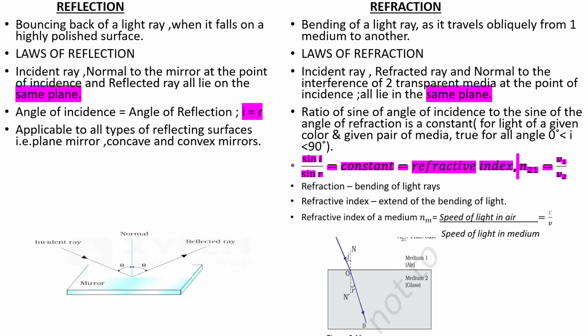For any given medium, the refractive index of that medium, nm, is denoted as the speed of light in air, which is called c, divided by the speed of light in that particular medium, which is v. So the refractive index of any particular medium, nm, is equal to c by v.